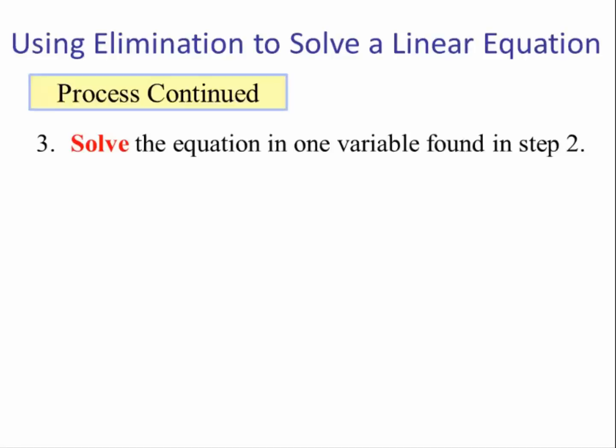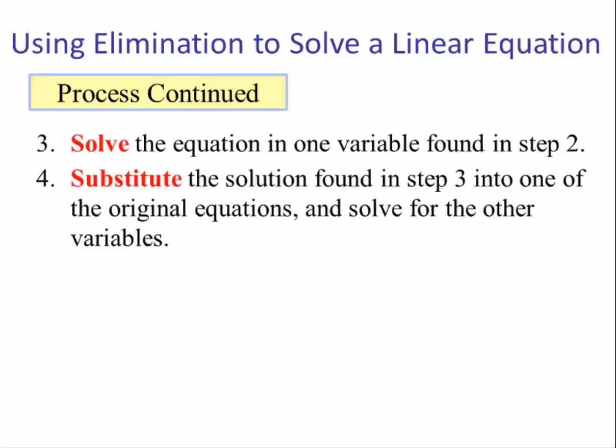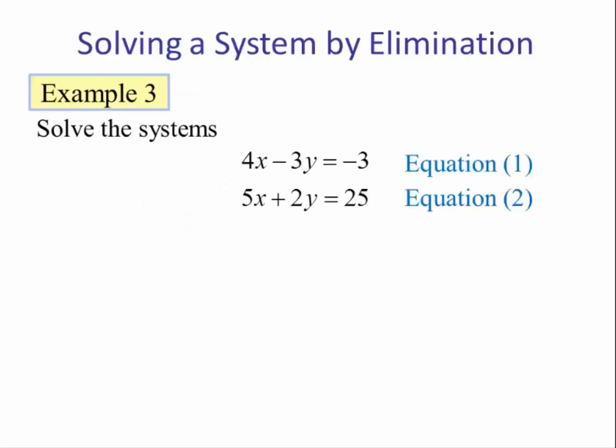Number 2, add the left sides and add the right sides of the equations to eliminate one of the variables. Number 3, solve the equation in one variable found in step 2. Number 4, substitute the solution found in step 3 into one of the original equations and solve for the other variable. Let's do an example. Example 3. Solve the system 4x minus 3y equals negative 3, 5x plus 2y equals 25.